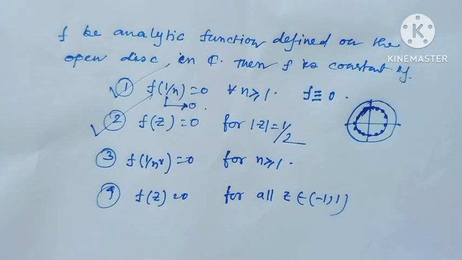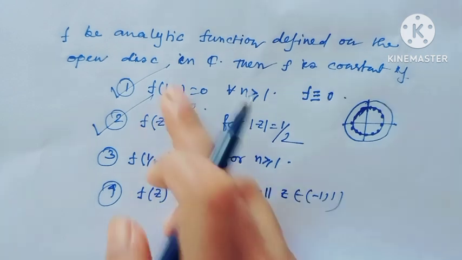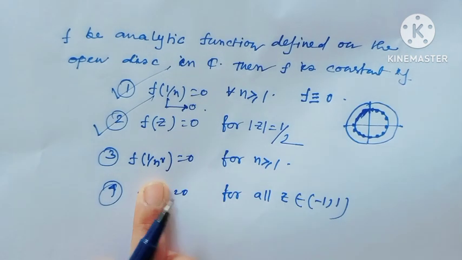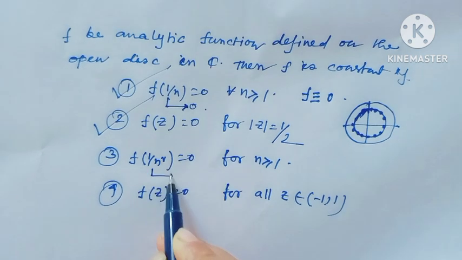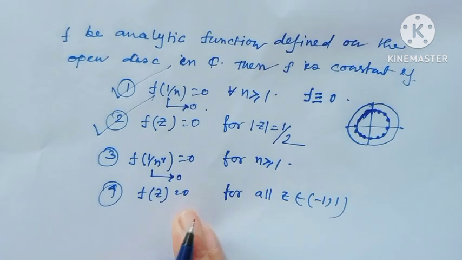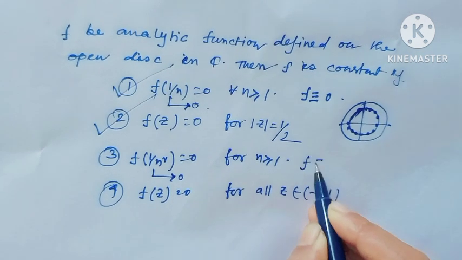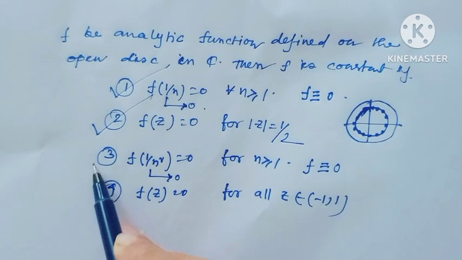Option 3, f of 1 over n square equal to 0. Similar to before, the sequence is 1 over n square, which tends to 0, and 0 belongs to D. So by the identity theorem we can tell f is identically equal to 0.